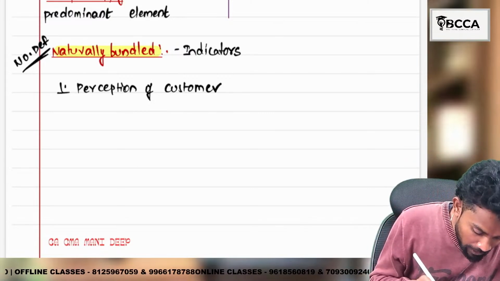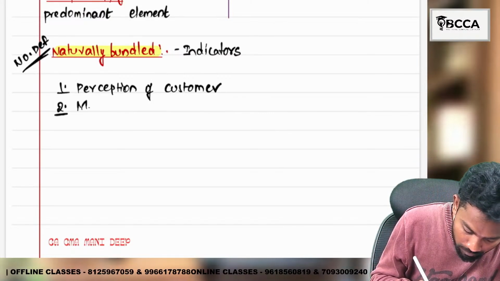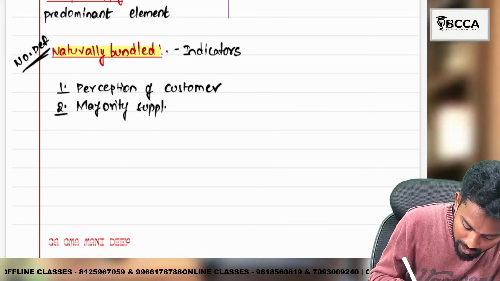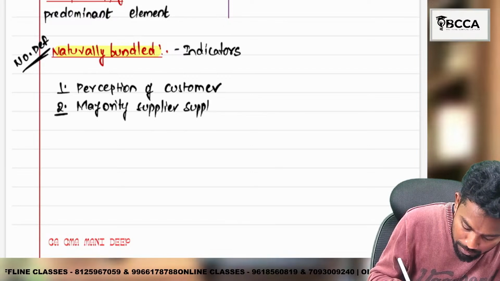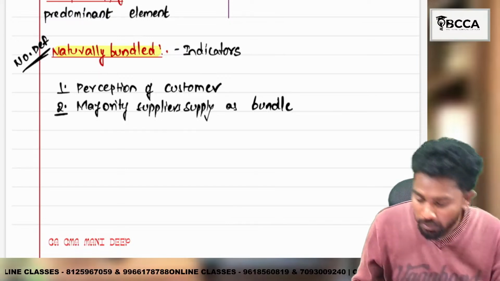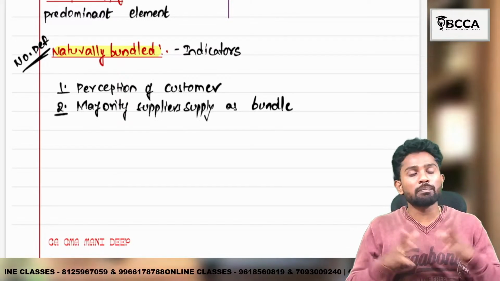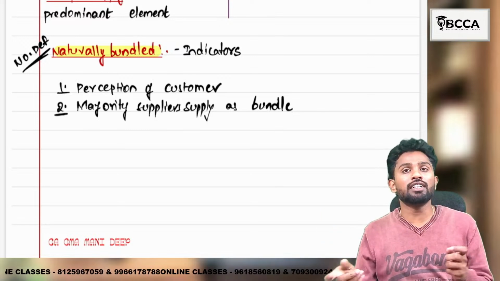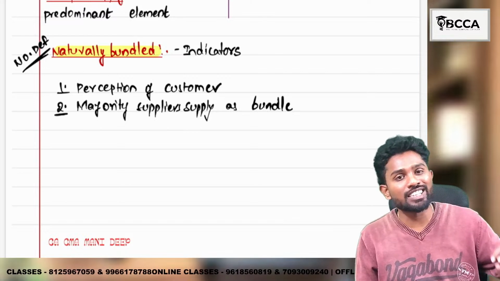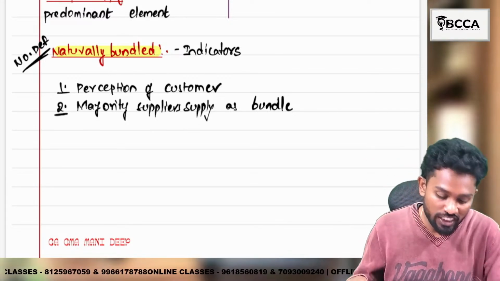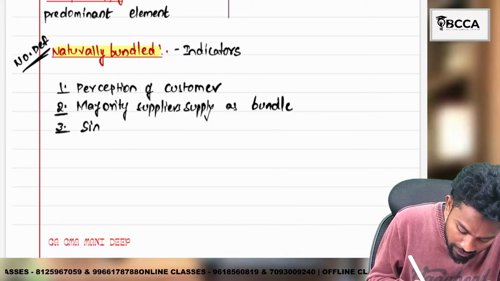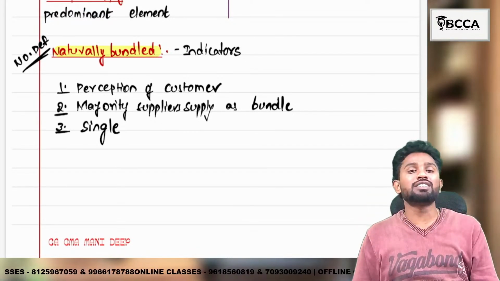Second one, how majority suppliers provide. Majority suppliers supply as a bundle. So all the business or the whole industry will supply them as a bundle. It's not like everybody is selling individually, and only this fellow is selling them as a bundle. All the players in the industry will sell them as a bundle only. That is a parameter for deciding whether it is naturally bundled or not. Third one, they will not be having different prices. For the whole package, there will be only one single price.